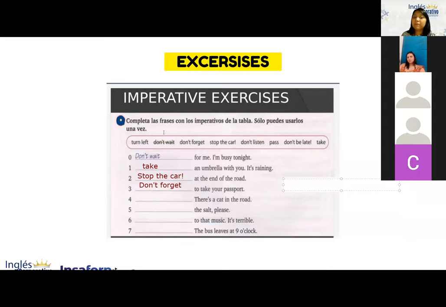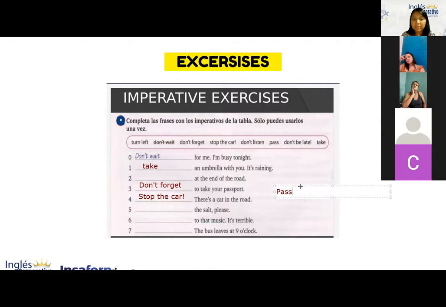Turn left. Turn left? Are you sure? Or should we move this one? Yeah, stop the car. There's a cut in the road. Excellent. Number five. Pass the salt, please. Excellent. Number six.